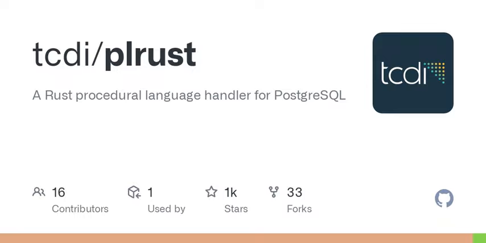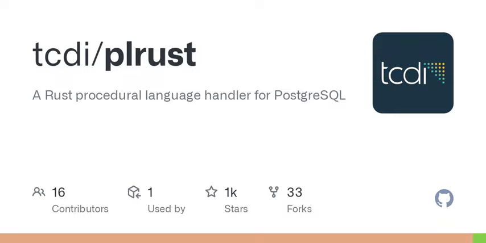Think about it like this. It's akin to choosing between a sports car and a regular sedan for a road trip. Sure, you can get there in both, but one is going to get you there faster and more smoothly. That's the approach plrust brings to database functions.